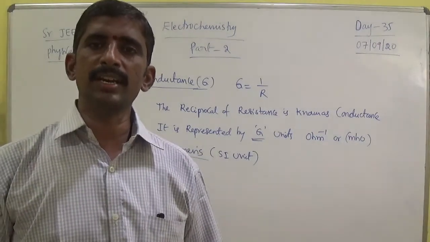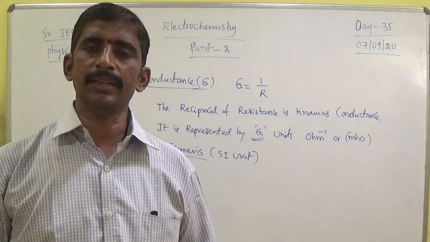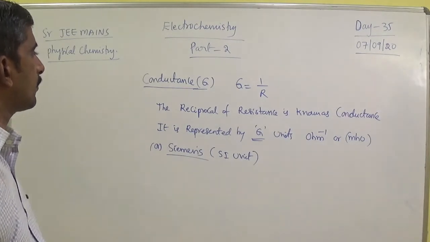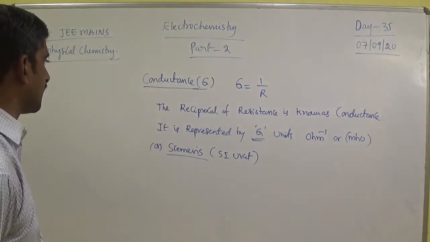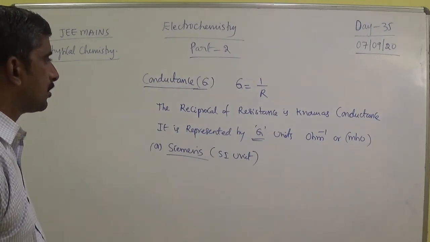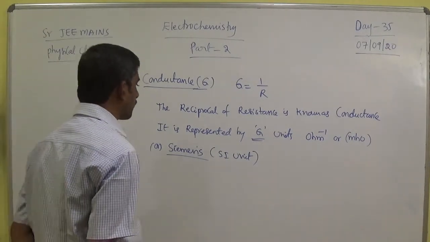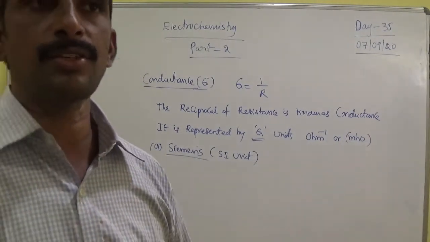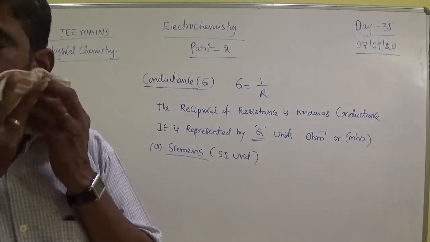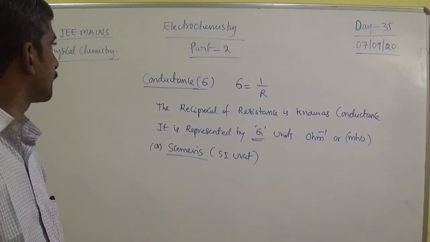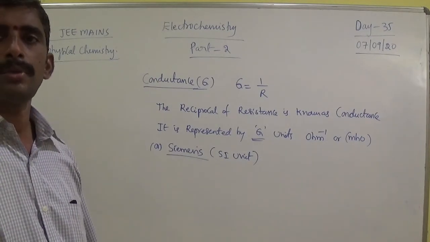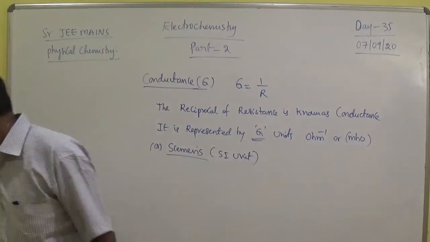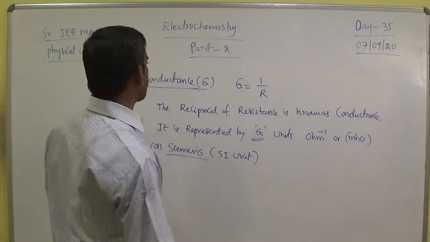The reciprocal of resistance. Resistance R, we know, is rho into L by A. The reciprocal of resistance is known as conductance. It is represented by G. Units: ohm inverse or mho or Siemens. Siemens is the SI unit of conductance. So these are conductance, and the other ones are specific resistance or resistivity, and resistance. Next, another one is types of conductance.